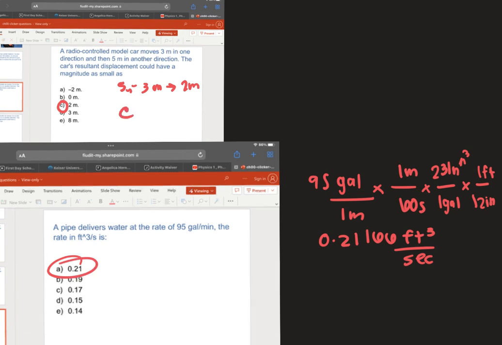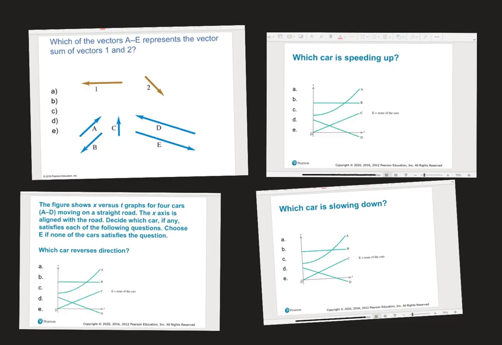So the answer here is A. Now, for the sum of the vectors 1 and 2, so 1 is heading this way, and 2 is heading this way. So the sum of both of them together is going to be B.